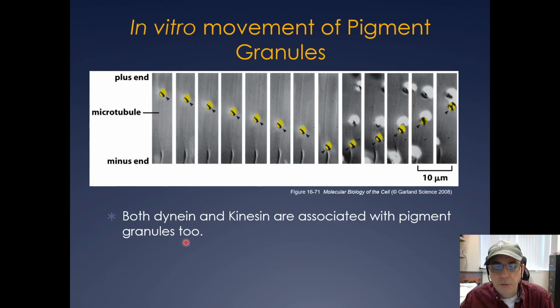And here's a great image of the movement of these pigments, and both Dynein and Kinesin are associated with these pigment vesicles, or the pigment granules. You can see the plus end directed here and the minus end, and you can see that this pigment vesicle is moving to the minus end, which would mean it's likely being moved by Dynein, and then it can move back out using the kinesins to the plus end.